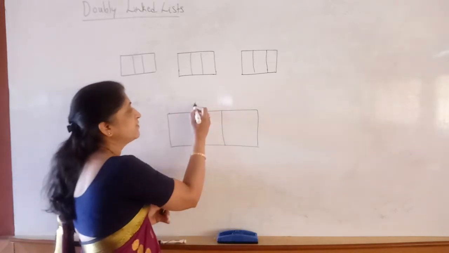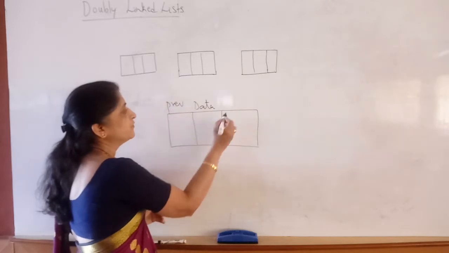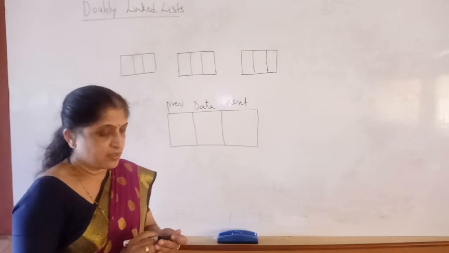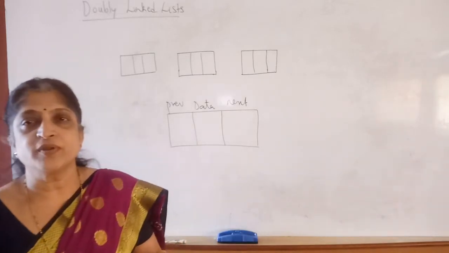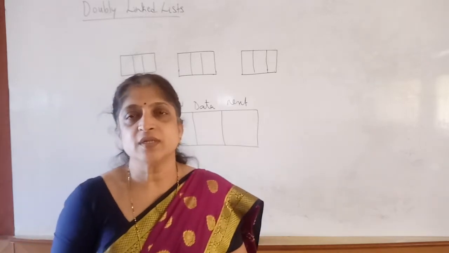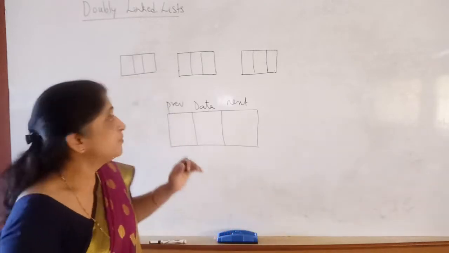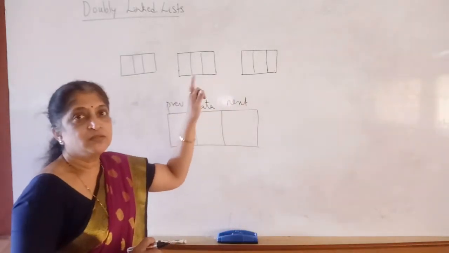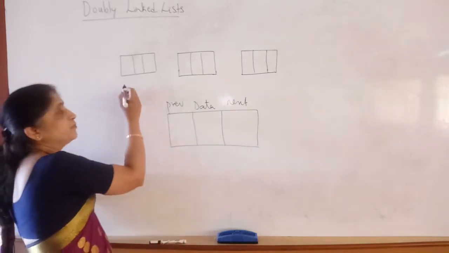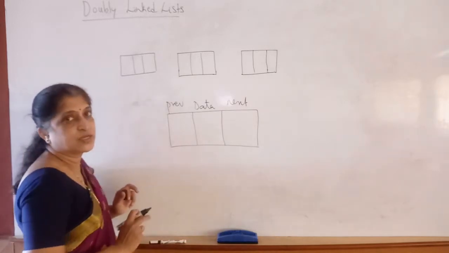That is, we have a data field and we have a previous pointer field and a next pointer field. That is, we have a pointer to the previous element as well as to the next element. So we can traverse the doubly linked list in both the directions. Here I have an example of doubly linked list with 3 nodes. I call this as the previous field, data field and the next field.